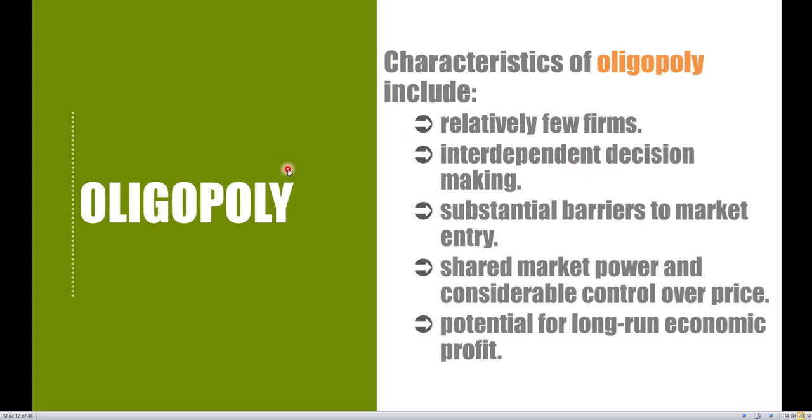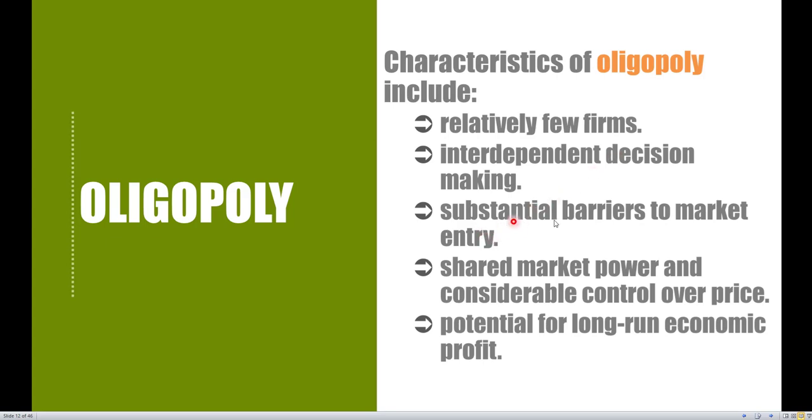So here, if firm A raises prices, firm B, C, D, and E, they're all going to be affected by that, and they are going to enact some type of their own business decisions and strategies as well. So what one firm does is going to affect everybody else under this market structure.